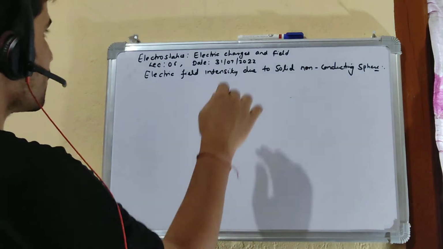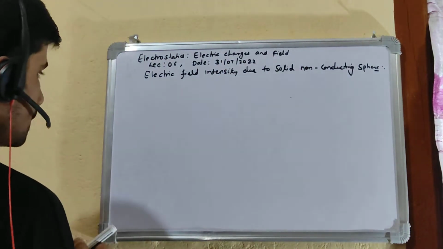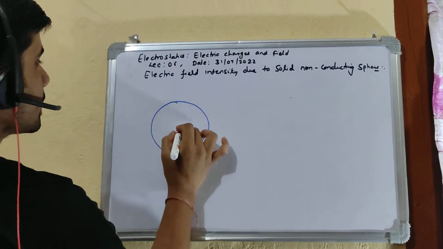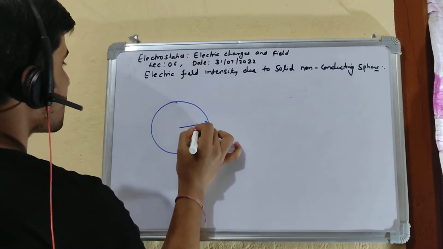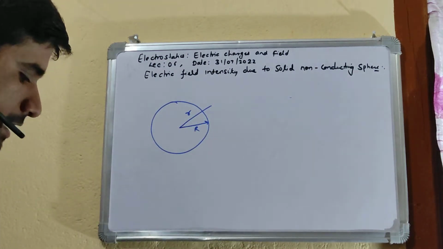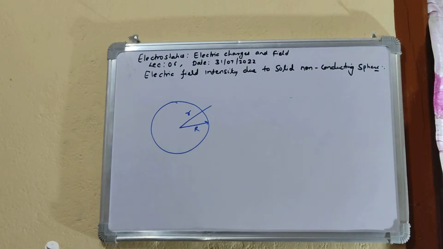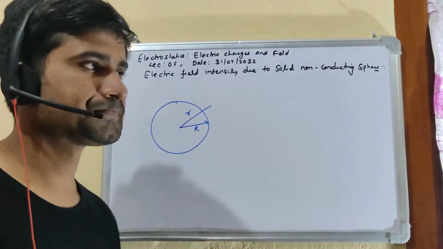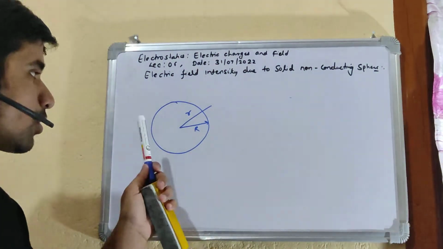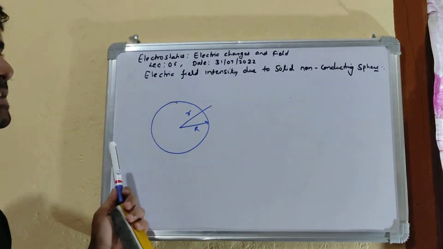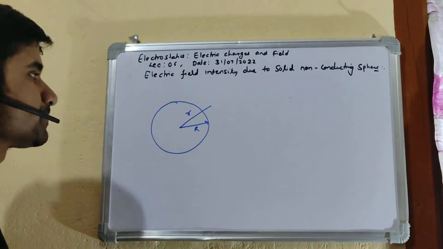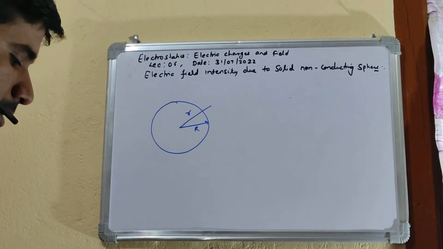So let me draw a diagram for you. So this is a sphere. It has a radius R, right? And from a distance r from this sphere, I need to calculate the electric field, right? Again, we have three cases here. When r is a point which lies outside this sphere, when r is a point on this surface, and when r is a point inside the sphere. So there are three cases which we'll be discussing, right? Okay, so let's start with case number one.